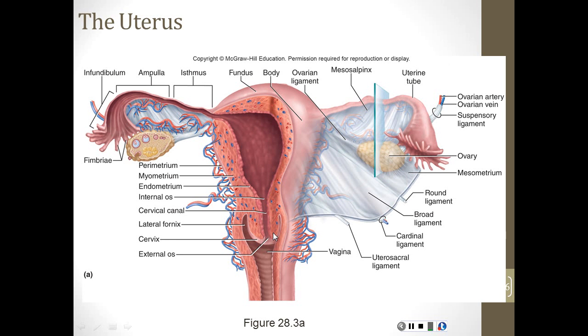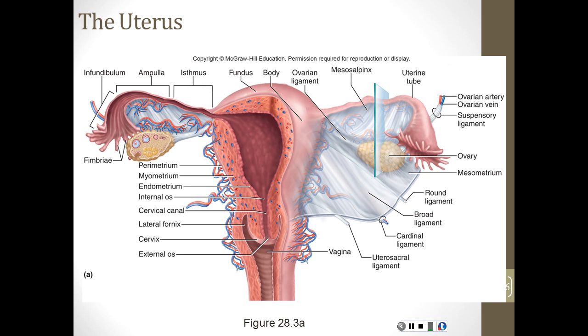Now the uterus is about 7 centimeters from the cervix to the fundus. So 7 centimeters from here to here. Now it's about 4 centimeters wide at its broadest point. So we're not talking about down here, we're talking about up here in this fundus area. So from the broadest area, it's 4 centimeters wide. And then it's about 2.5 centimeters thick, but it's sometimes larger in women who have been pregnant.